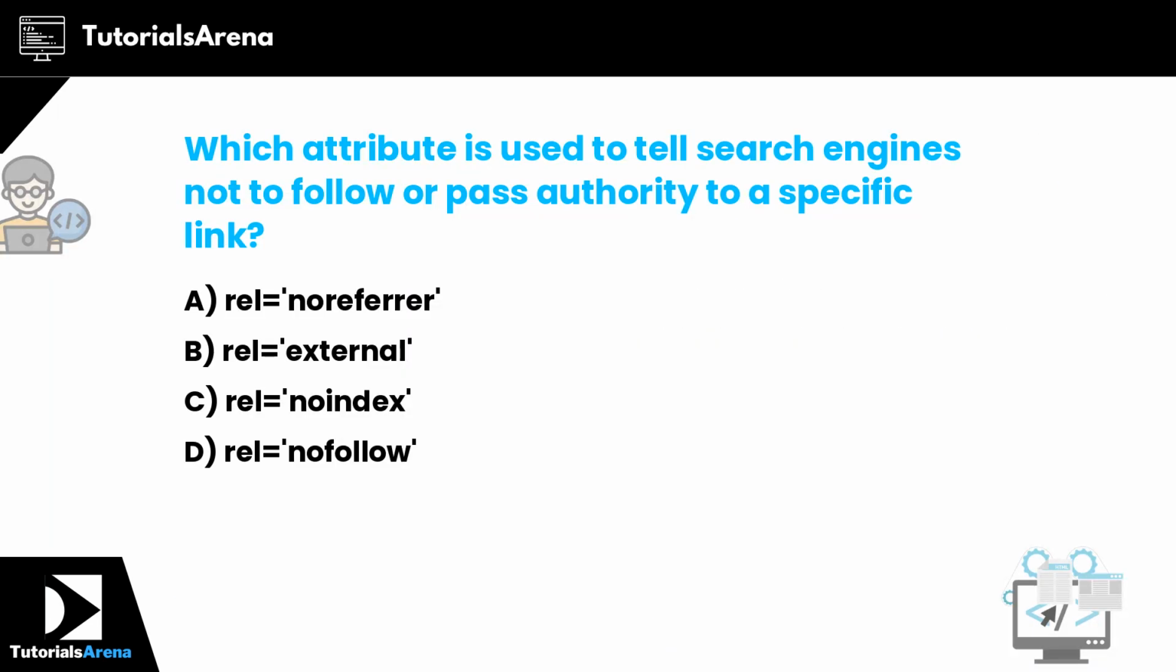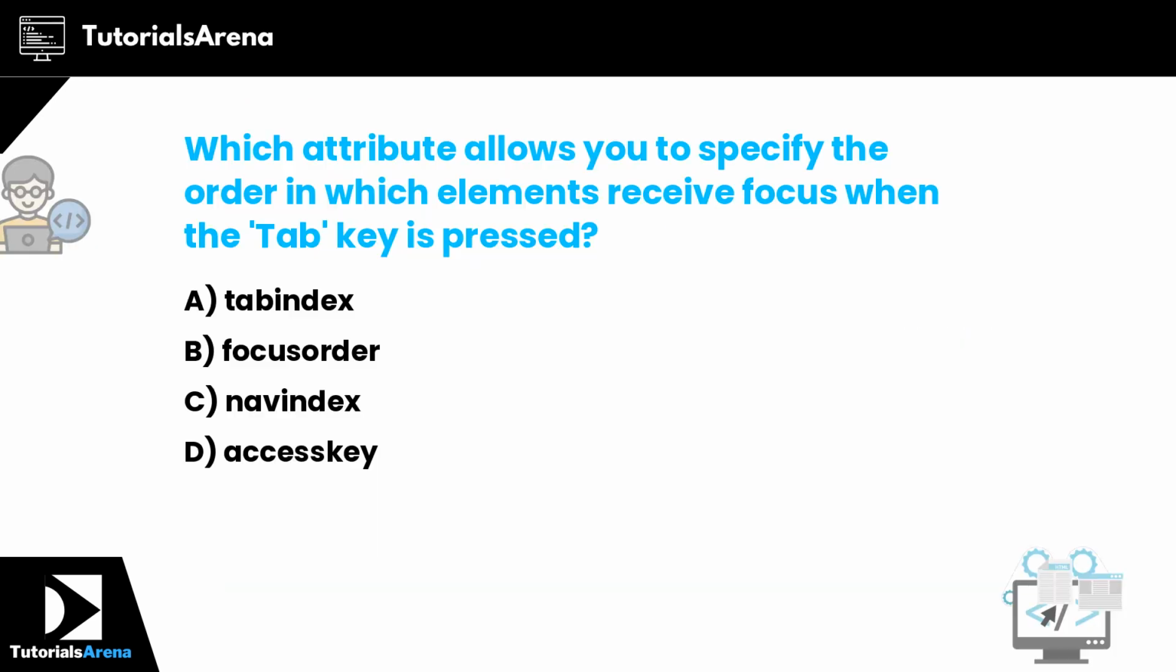Which attribute is used to tell search engines not to follow or pass authority to a specific link? The correct answer is option D, rel equals nofollow. Which attribute allows you to specify the order in which elements receive focus when the tab key is pressed? The correct answer is option A, tabindex.